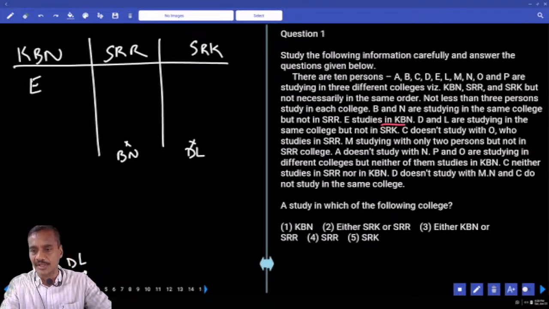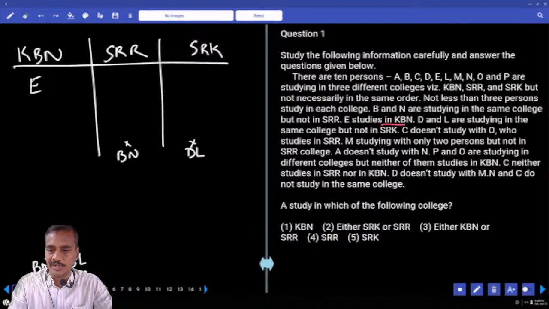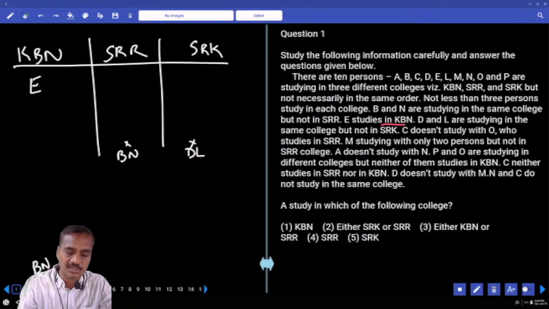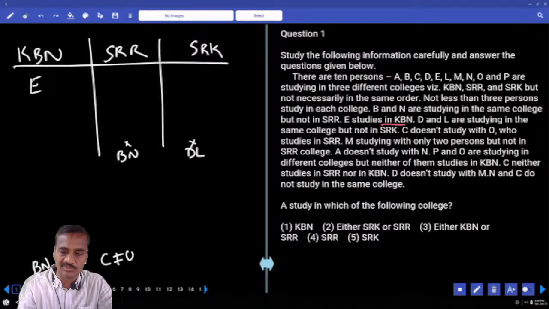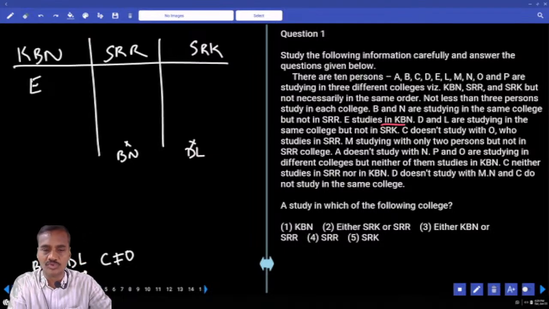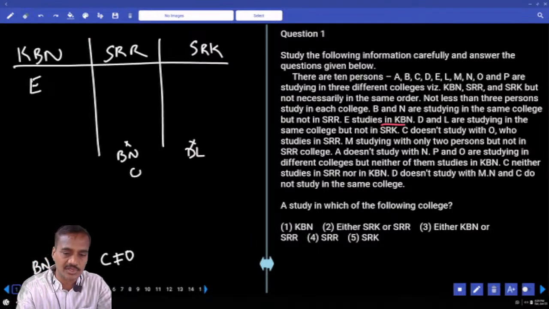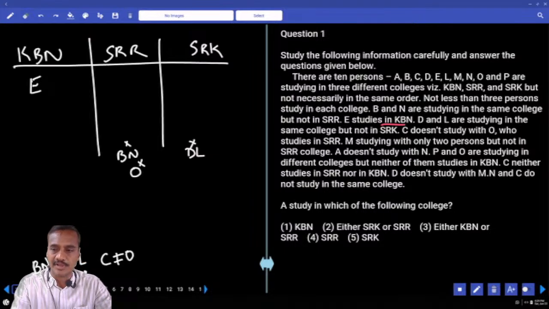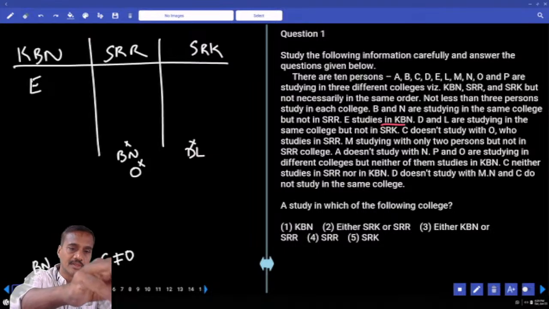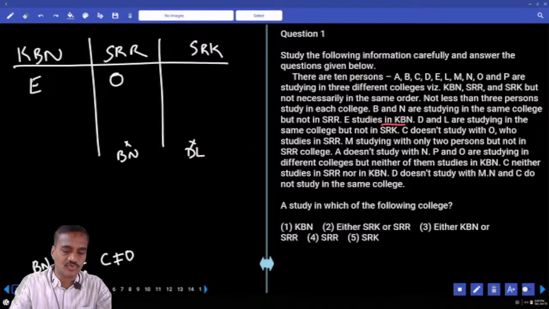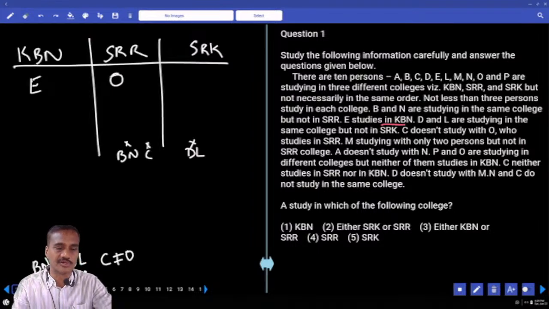And C does not study with O, and O does not study in SRR. Now, C and O are not studying in the same college, and at the same time O does not study in SRR, so O cannot be at this place. O must be in SRR, so O must be here. My 4 is here, so C cannot be at this place.